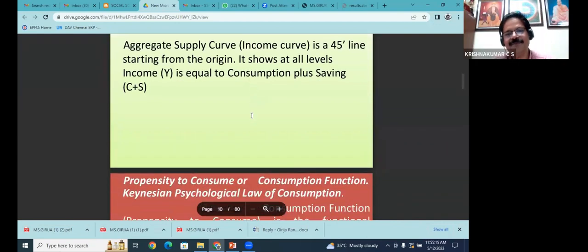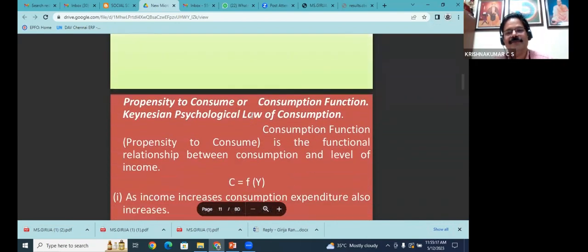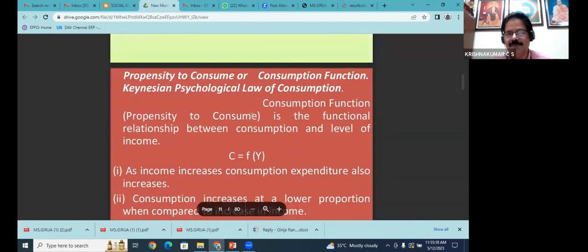Now this propensity to consume, or consumption function, or Keynesian psychological law of consumption. What is this consumption function actually? Consumption is a function of income, correct? As your income increases, your consumption also increases. If your income is falling, your consumption will be falling. Direct relationship between consumption and income.